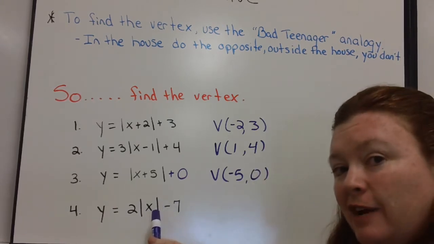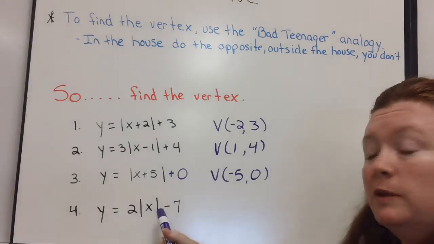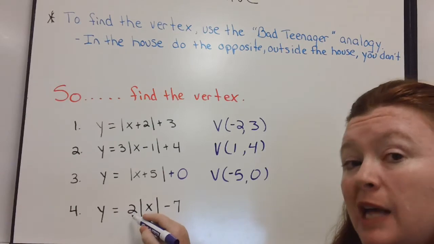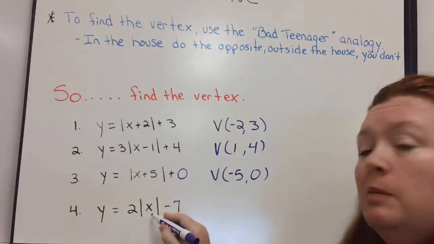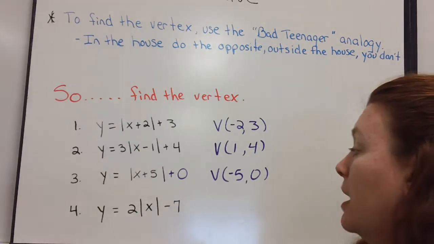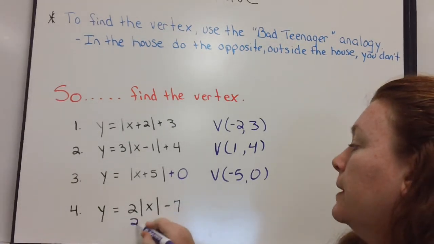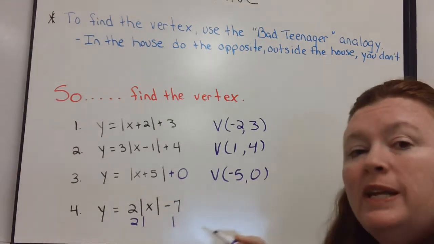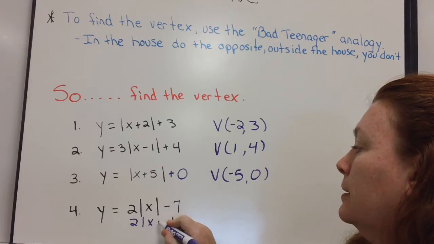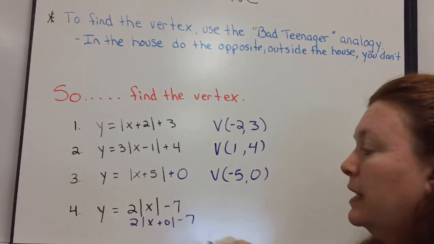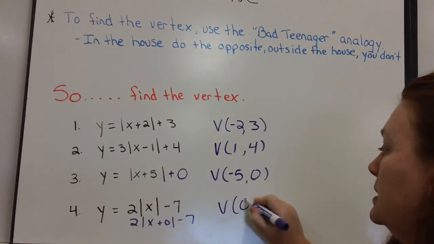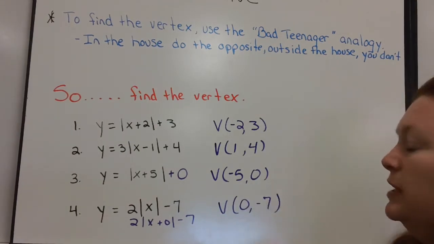Be very careful in a sample like number 4, an equation like number 4. The 2 does not affect my vertex. But what's inside the house? Many times you want to say 1, but that's not correct. The question is asking, what is added or subtracted from X? Nothing. If you want to look at it this way, this may help. So my vertex is 0, -7.